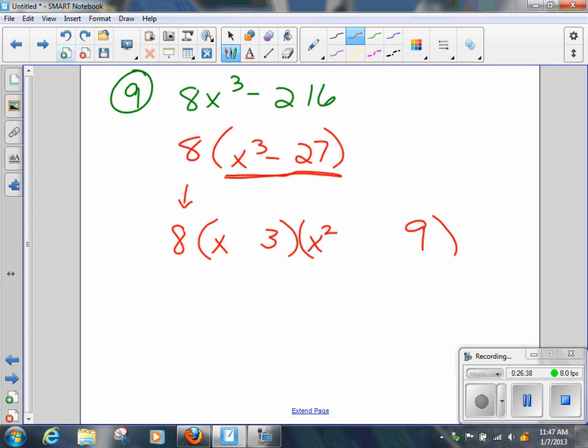Now, we've got to get the middle term. How do I get the middle term? 3 times x is? That sounded like a song. 3 times x is 3x. What about the signs? Oh, look. That's right. Minus, plus, plus. Is that it? Can I factor that 3x plus 9 thing? No, that's it. That's all she wrote right there.